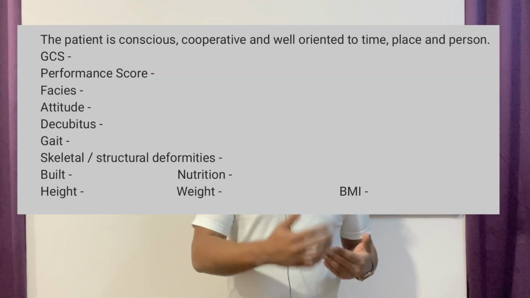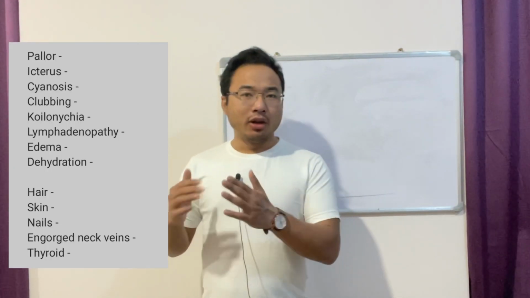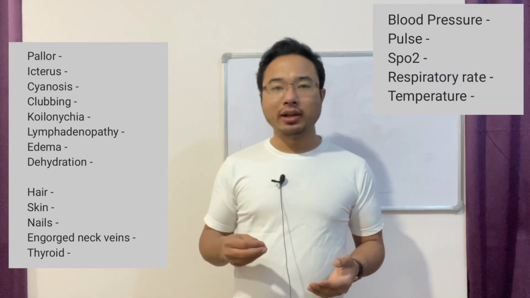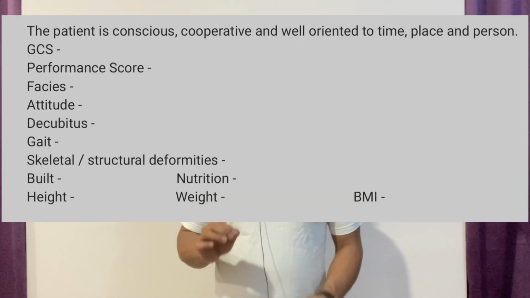And then I like to divide it into 3 parts just to make it easy to remember. Otherwise, it's a long list of things that we have to note down and it becomes quite confusing. So I divide it into the consciousness, decubitus, facies, attitudes, skeletal deformities, height, weight, BMI, pallor, icterus, cyanosis, clubbing, all those features. And the last one is the vitals, and we can add skin and nails in the middle one, pallor, icterus, cyanosis one.